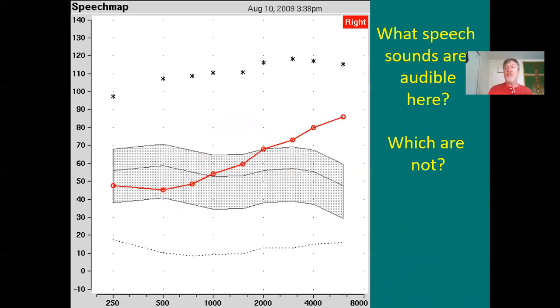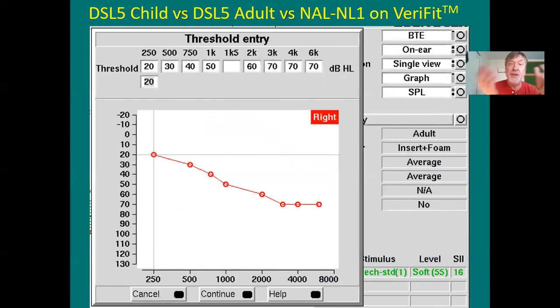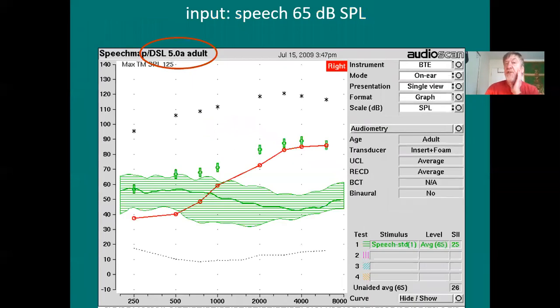So let's finish this Zoom session. What speech sounds would be audible here, and which are not? And hopefully you'll say, just the vowels are audible. Only those are above the guy's thresholds. So here's DSL child versus DSL adult versus NAL-NL1. And here's DSL 5 for an adult. Look at the targets.